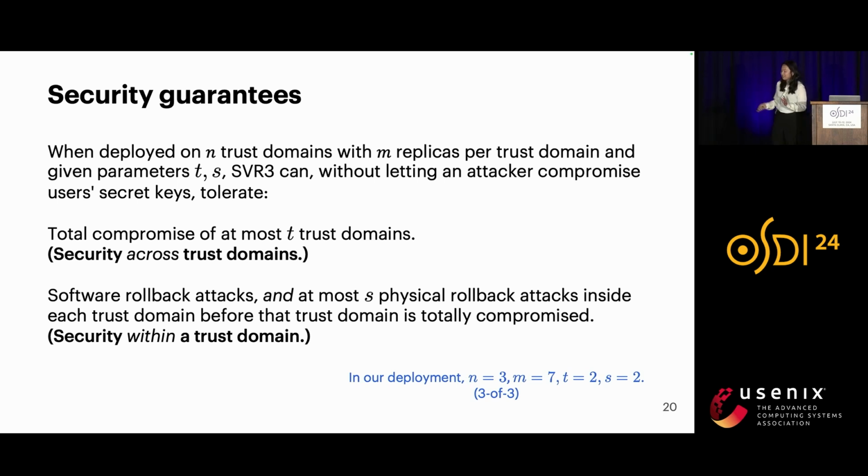So in our deployment, to give you some concrete values for these numbers, we're running 3 trust domains. We have 7 replicas inside each trust domain, and we can tolerate 2 of these trust domains being totally compromised before user keys are compromised. And we can tolerate inside each trust domain at most 2 physical rollback attacks. So you have to roll back 2 of the enclaves inside the trust domain simultaneously.